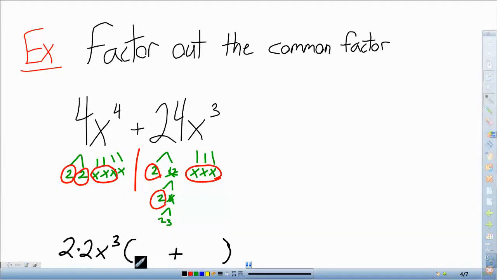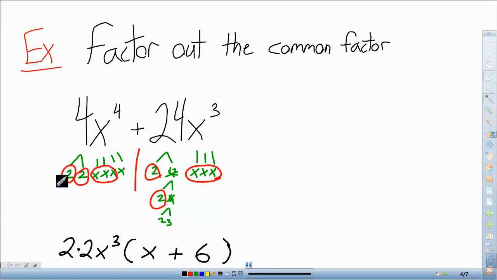So the first question is, what's left over of a 4x to the power of 4 if we take out a 4x cubed? Well, it's sitting right in front of us. There's just this x left over. What's left of a 24x cubed if we take out a 4x cubed? Again, it's sitting right here. It's this 2 and this 3, which would multiply to get a 6. So let's show that that would give us a 6.